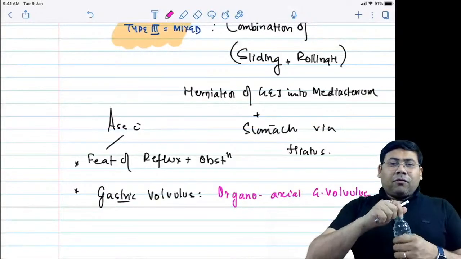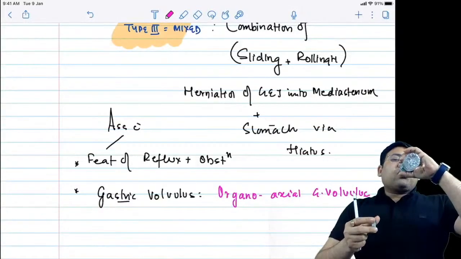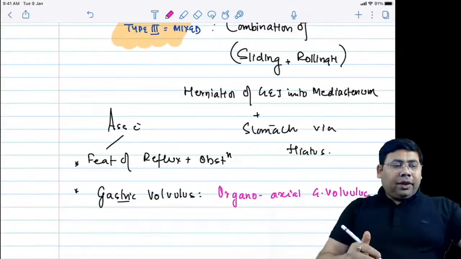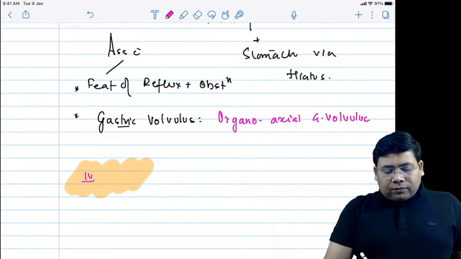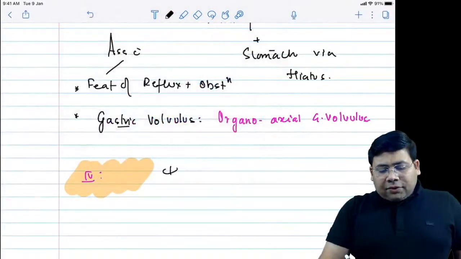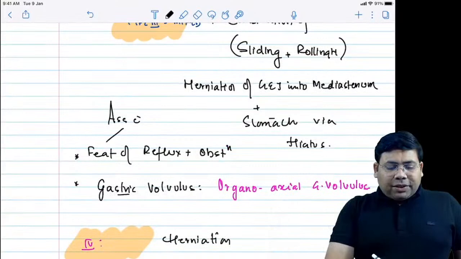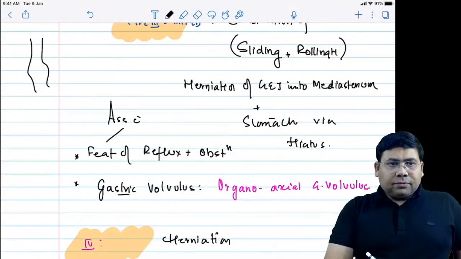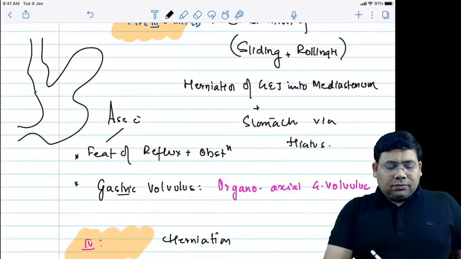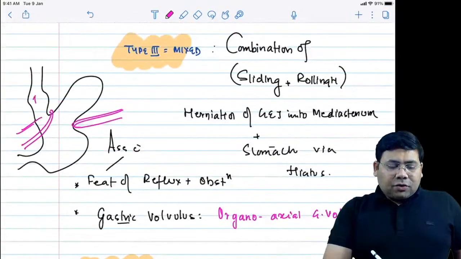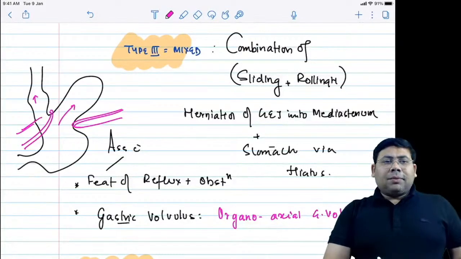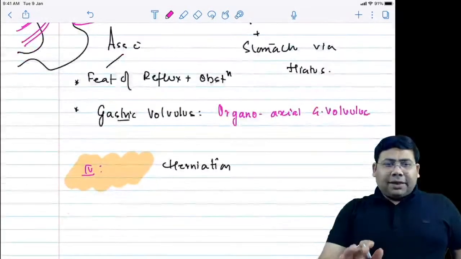Then we have type 4. What is type 4? I've not drawn this image, so this is something like this. If you see, the concept is like this: the G junction has gone up and also the stomach has gone up. The next is type 4.